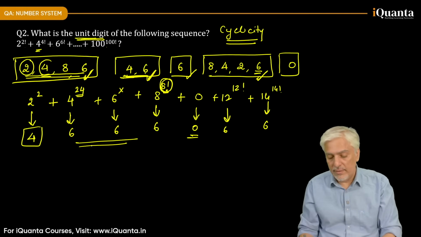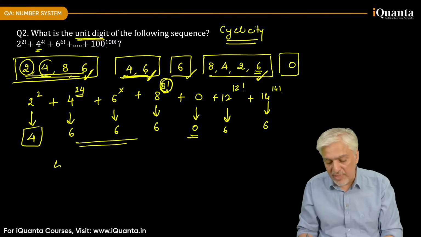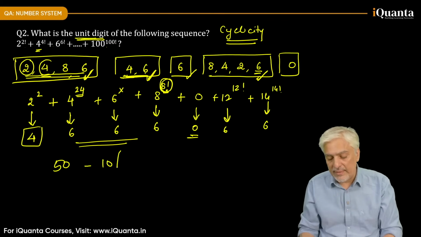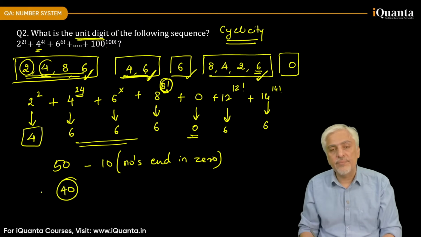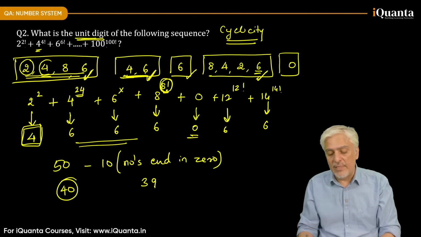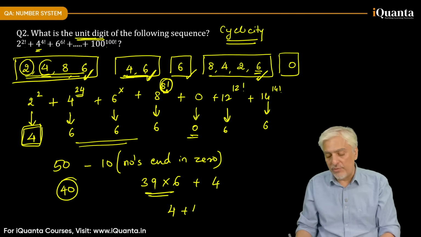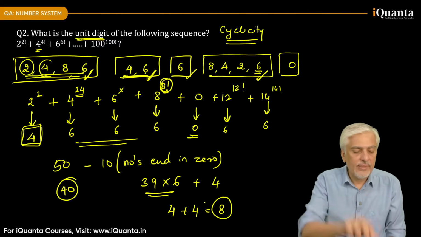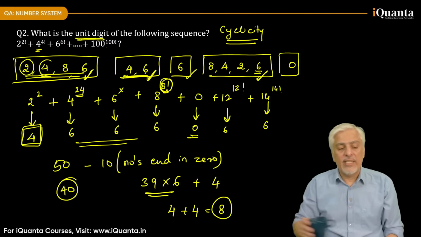Are you all clear? There were totally 50 numbers. 10 numbers end in 0. So 40 numbers are left. One number ends in 4. That means 39 numbers are ending in 6. So this will be my last digit. 6 nines are 54. So this is going to end in 4. And this also ends in 4, which means my last digit will be 8. You don't have to go for the whole number. You want only the last digit.